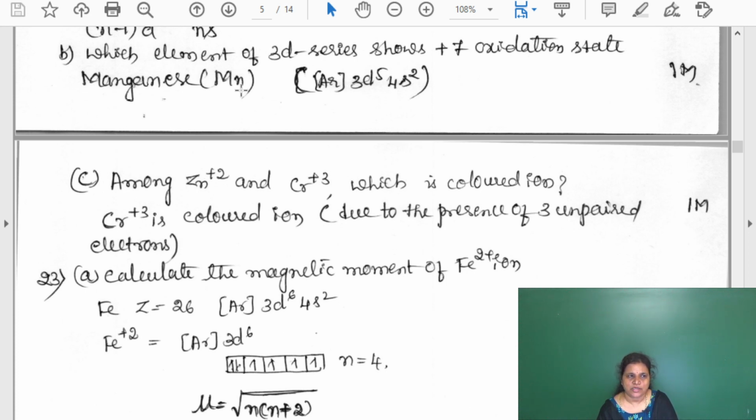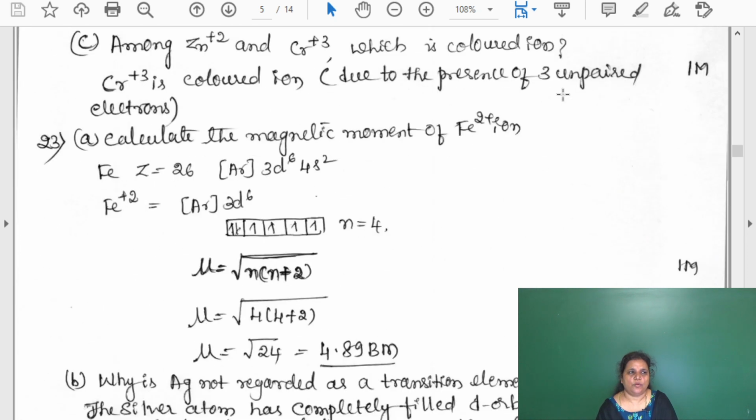You can write it in words or you can write the symbol also, that carries 1 mark. Now let us move on to question C: among Zn2+ and Cr3+, which is a colored ion? So out of these two, chromium plus 3 is the colored ion. What is the reason? The reason is it contains 3 unpaired electrons. Because of the presence of 3 unpaired electrons, Cr3+ is a colored ion. So you need not write the reason here, just write Cr3+ and that carries 1 mark.